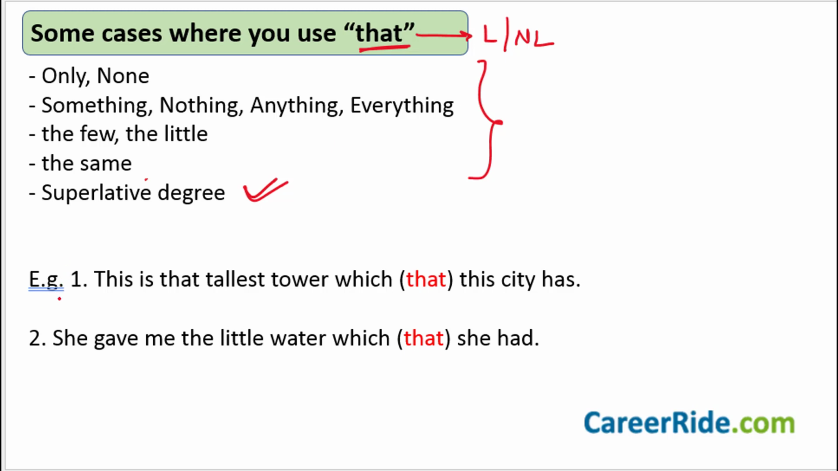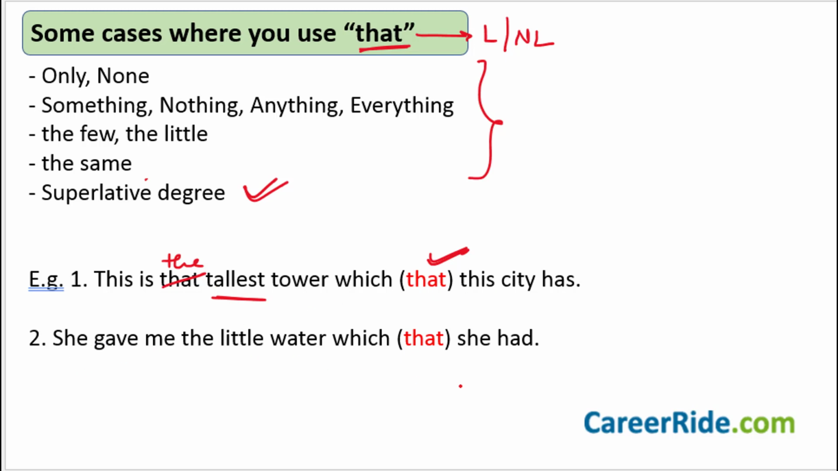So see this first example. This is the tallest tower which this city has. Which or that? Actually, that is the right thing to say here. Why? Because I can use which, but I see that tallest. This is the superlative degree. Tall, taller, tallest. So this is the tallest tower that this city has is what you should say.